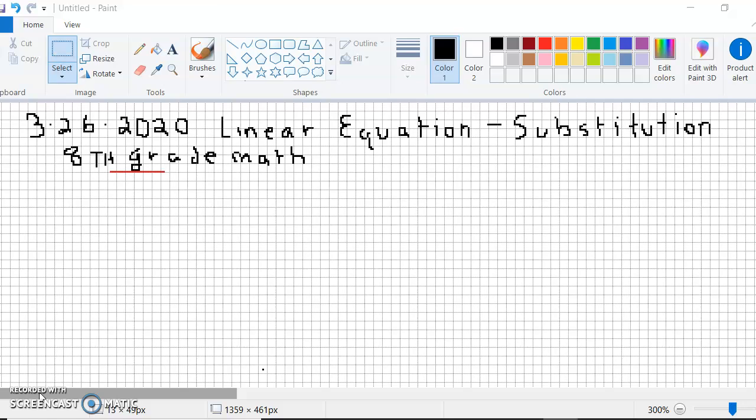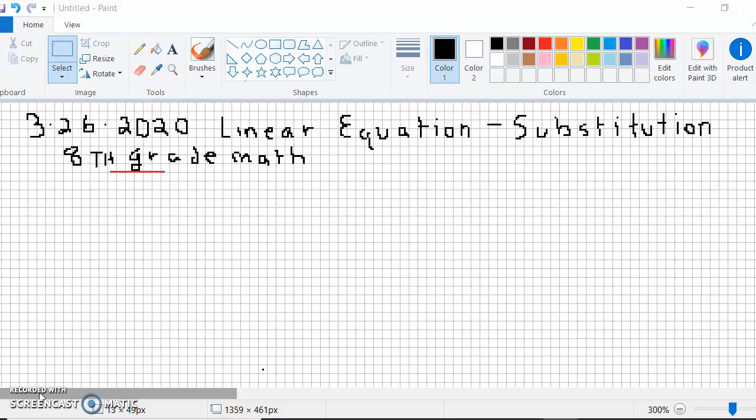We're talking about linear equations, substitutions. This is for Kettering Middle School, 8th grade math. And we're going to start out with a very simple problem. Again, the objective is for you to understand how to do linear equation systems and solve them using the substitution method, solving for both x and y.